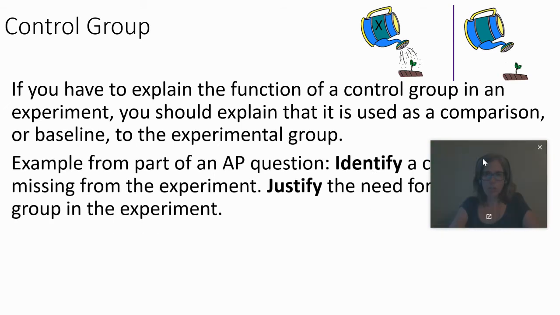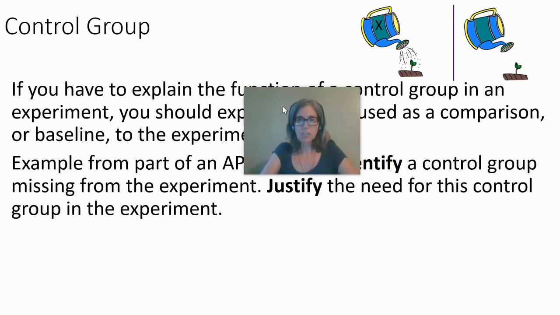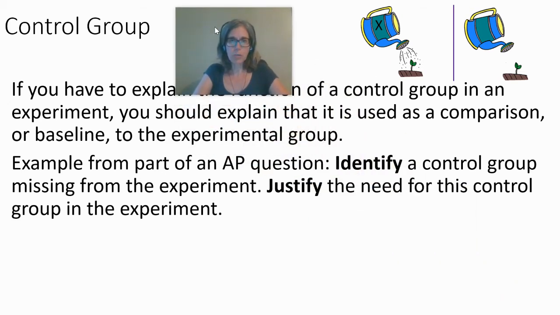Okay, so here's an example from part of an AP question. It says identify a control group from the missing experiment and justify the need for this control group in the experiment. So they often ask about experiments and they'll say identify the control group that's missing because this experiment doesn't have a control group, and then justify the need for it in this particular case. So we'll go through some examples of that.